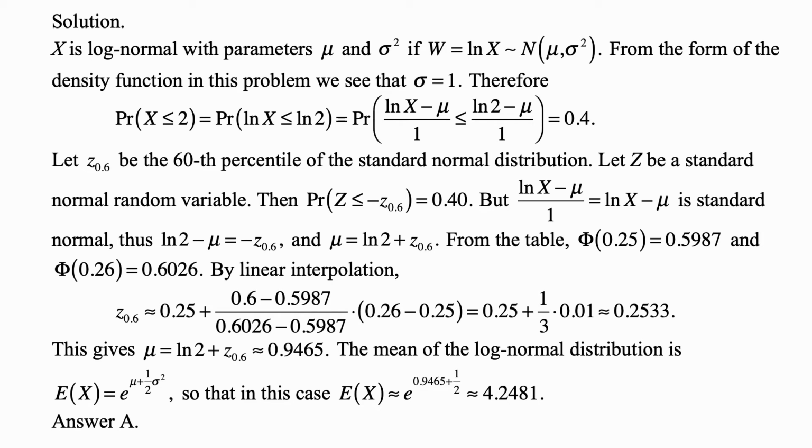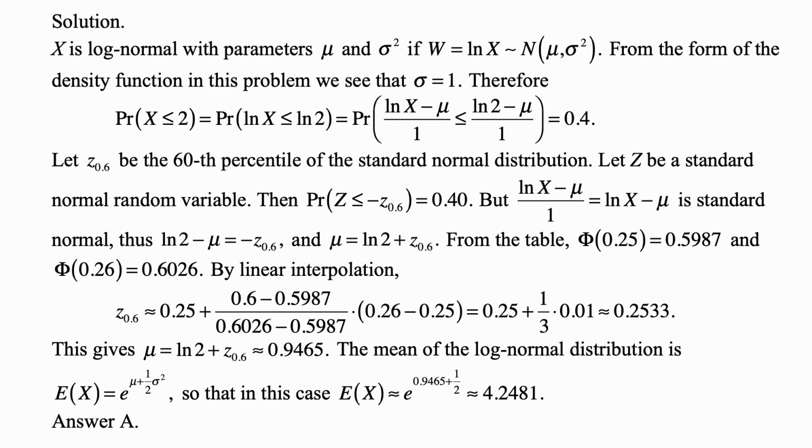But the natural logarithm of x minus mu over 1, which is natural logarithm of x minus mu, is standard normal because of what we know about x. And therefore ln of 2 minus mu is equal to minus z.6, based on what we see there, that ln of x minus mu over 1 is less than or equal to ln of 2 minus mu over 1 with probability 0.4. So this means that mu is equal to ln of 2 plus z.6.